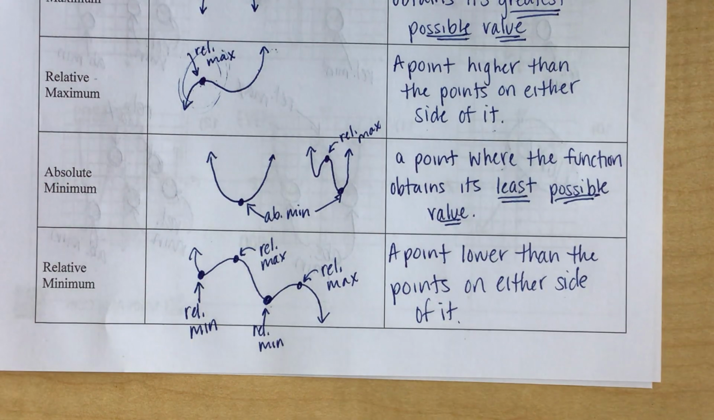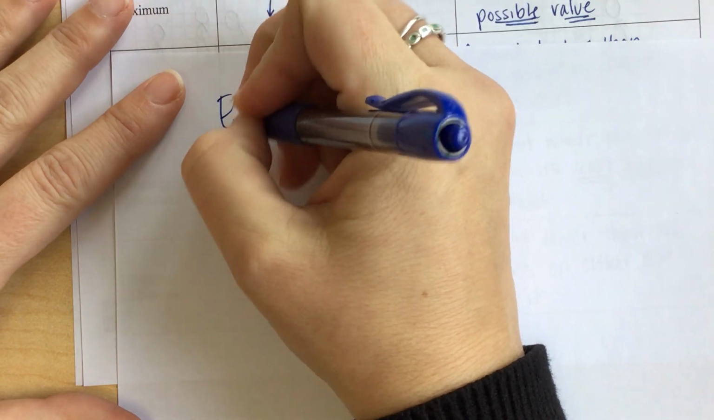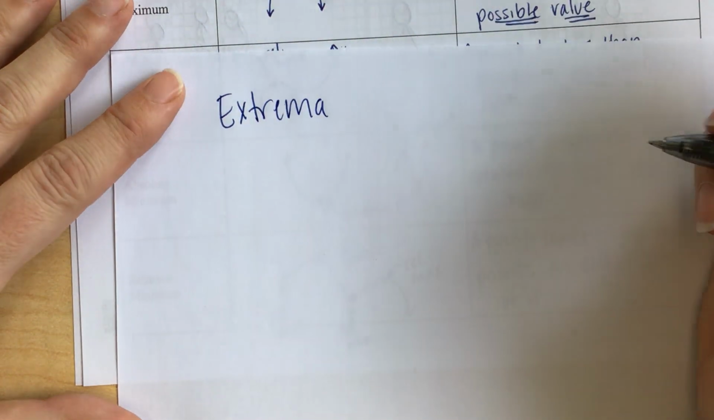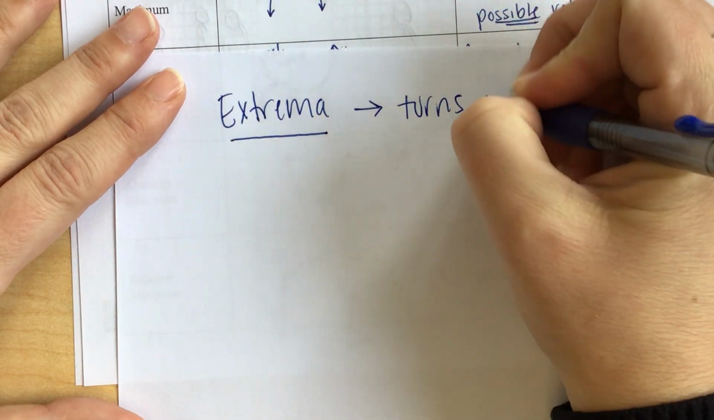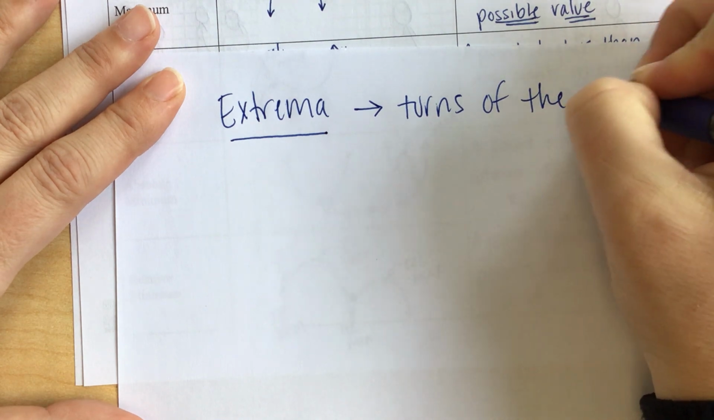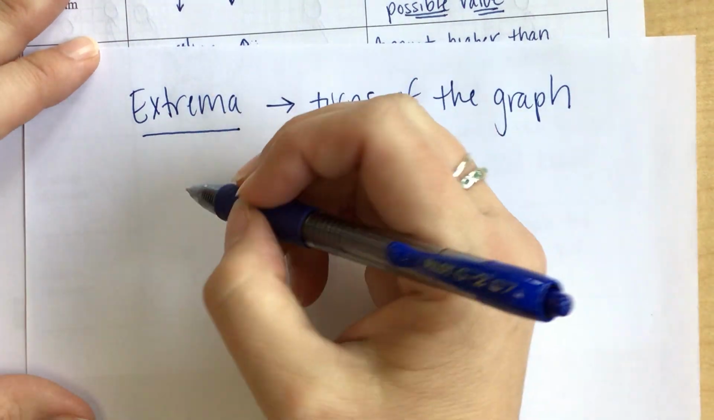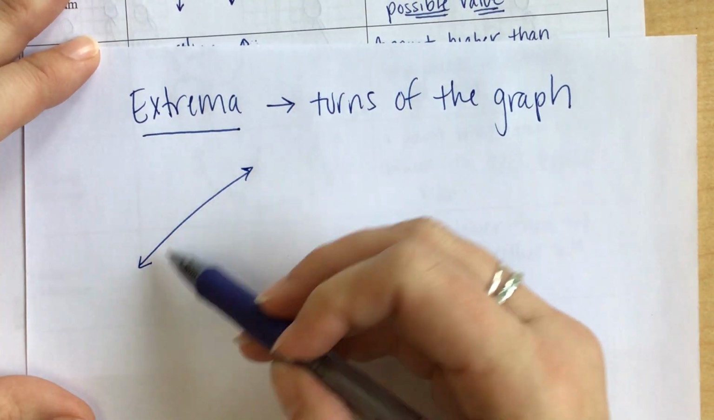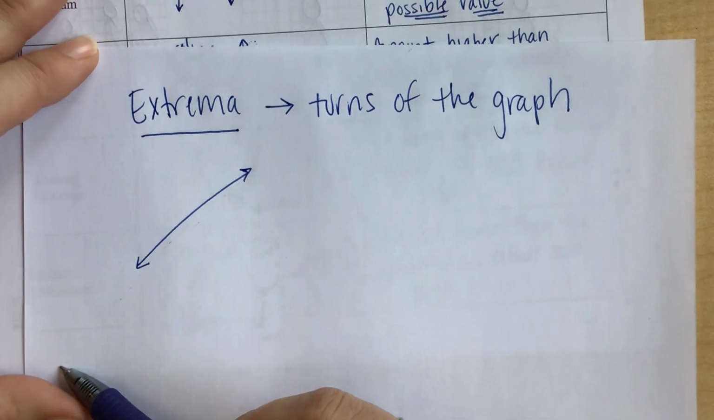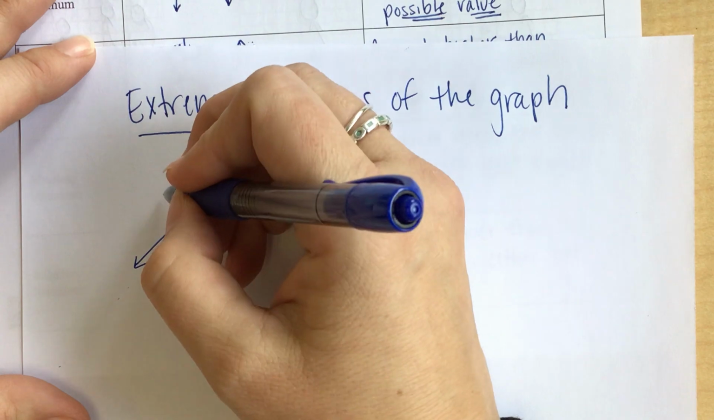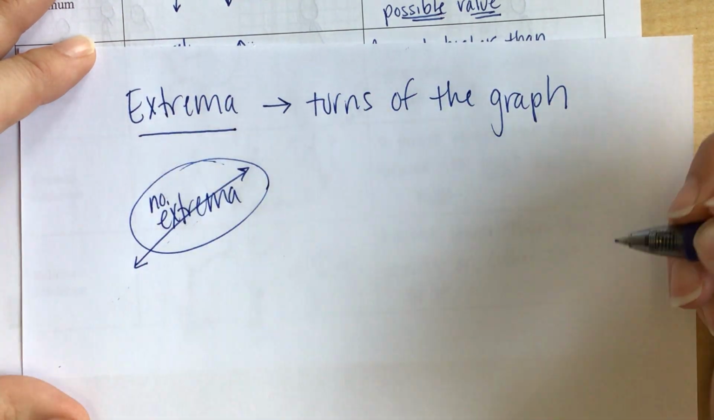All right, so when we're talking about extrema, so the maximums and minimums, they are going to occur at the turns of the graph. So if the graph turns, then we should have an extrema there. For example, if I have a straight line, does this line turn at all? No, it doesn't. It continues to go up forever and continues to go down forever. It never switches direction. So this would have no extrema at all. Straight lines don't have extrema.